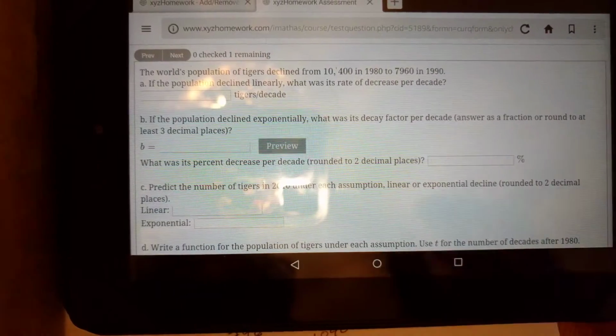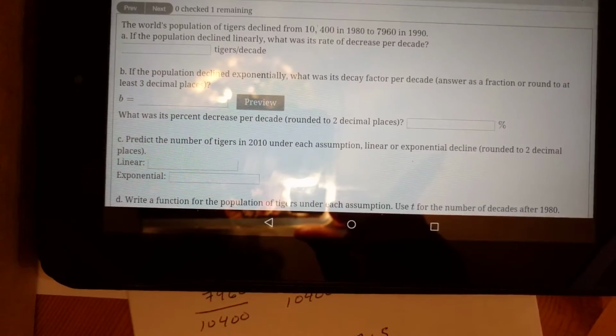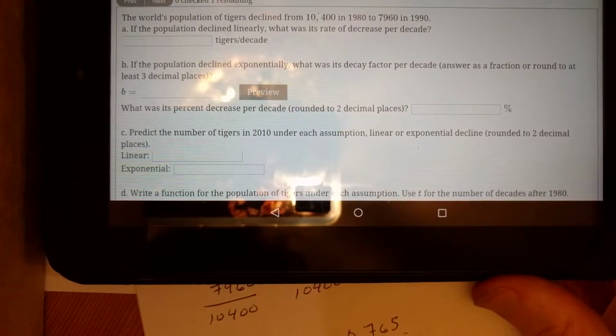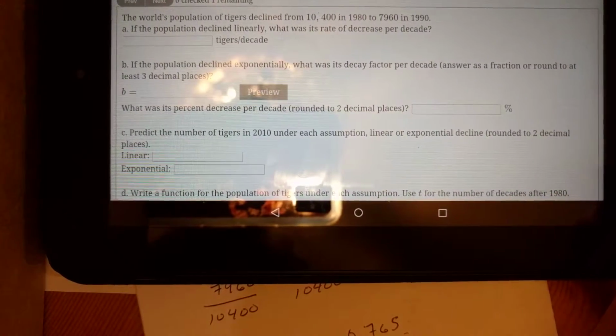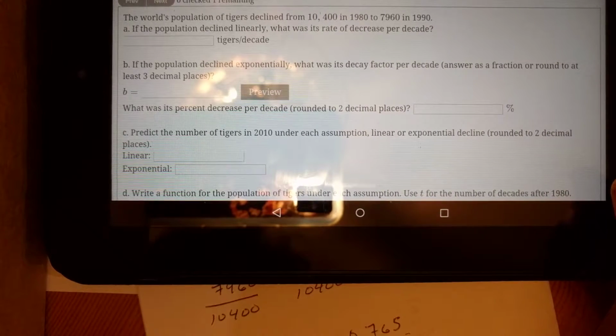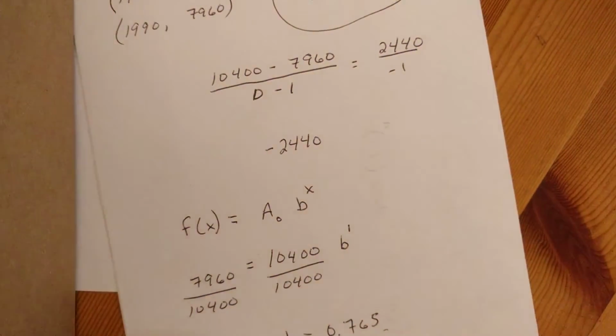That's B. C. Predict the number of tigers in 2010 under each assumption, linear or exponential. Round it to 2 decimal places. I don't like rounding to 2 decimal places here because you can't have a fraction of a tiger. However, they didn't give us that option.